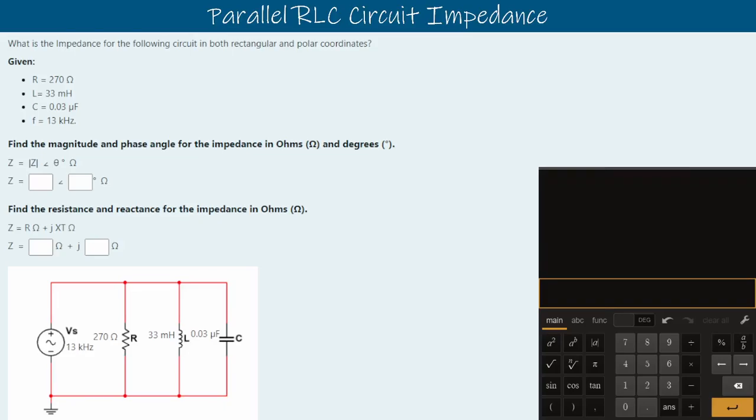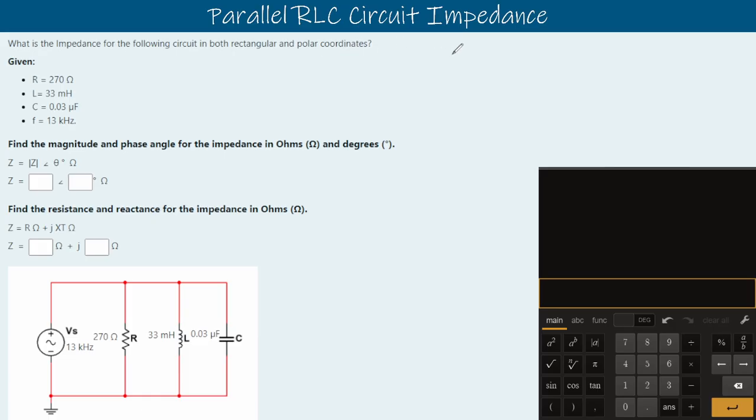Hello and welcome. In this video, we're going to look at how to calculate parallel RLC circuit impedance. Parallel RLC circuit impedance is a little bit trickier than series impedance, and that's because we have to use our susceptance, admittance, and conductance for the circuit instead of our resistive loads. And so that means that we need to start off with our admittance equation, which is our Y value.